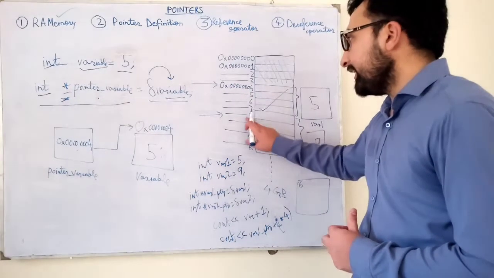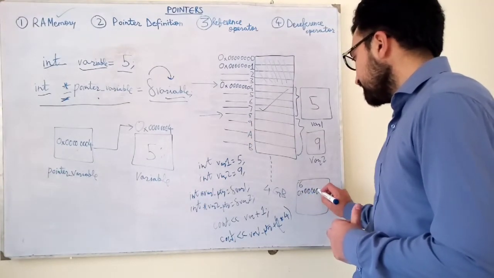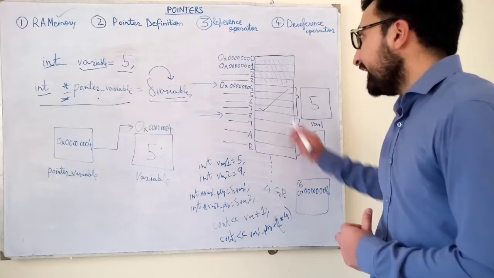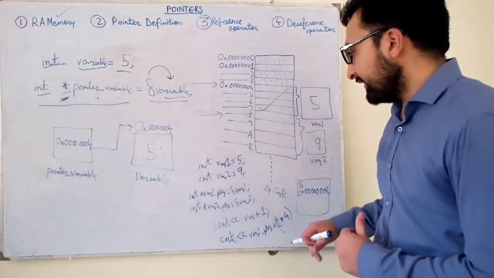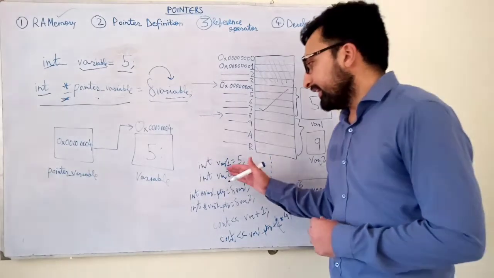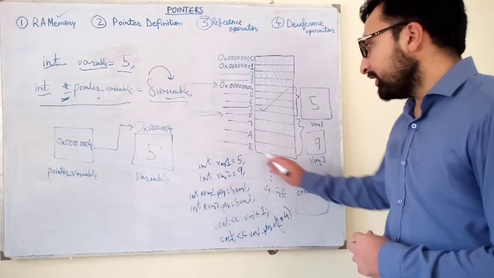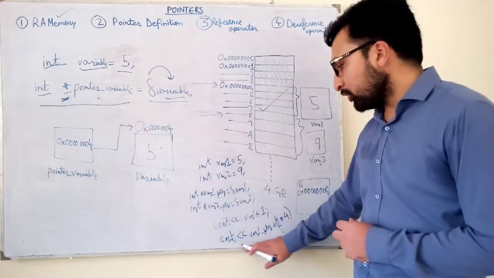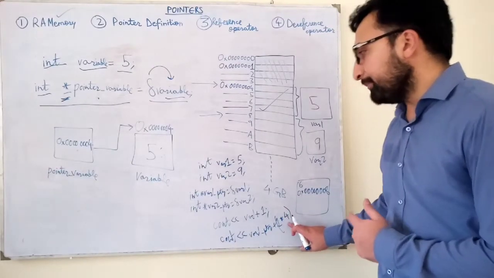So it technically will print on the screen 00000008 and not 00000005. Just like in the case of a simple variable, var1 plus 1 would have printed 5 plus 1, 6. Here it does not add 1 to the address. It technically multiplies it with the size of the data type.